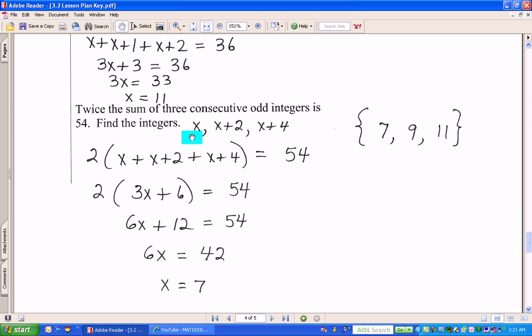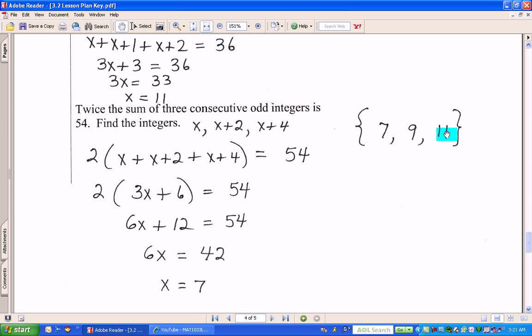And again, let's plug back in. x is 7, x plus 2, 7 plus 2 is 9, and 7 plus 4 is 11. There we go. So our answers are 7, 9, and 11.